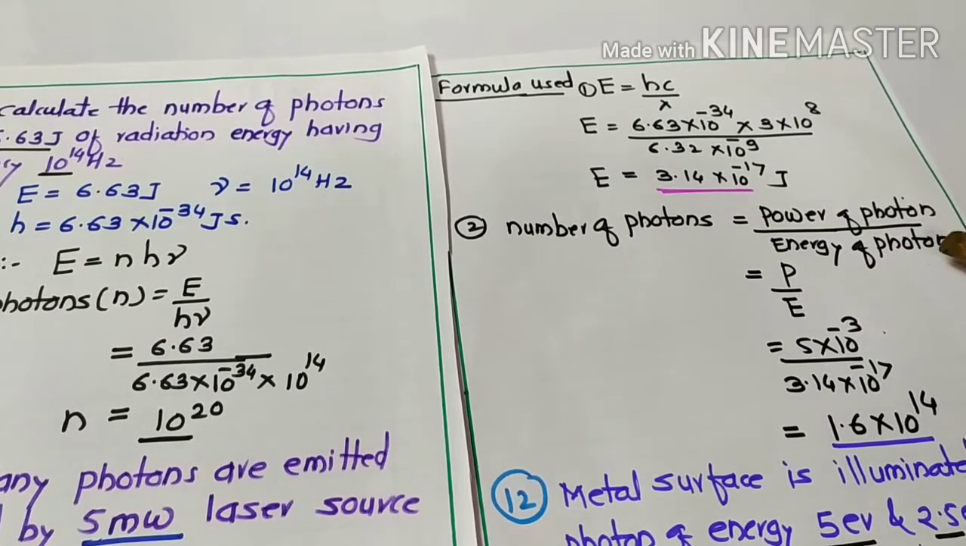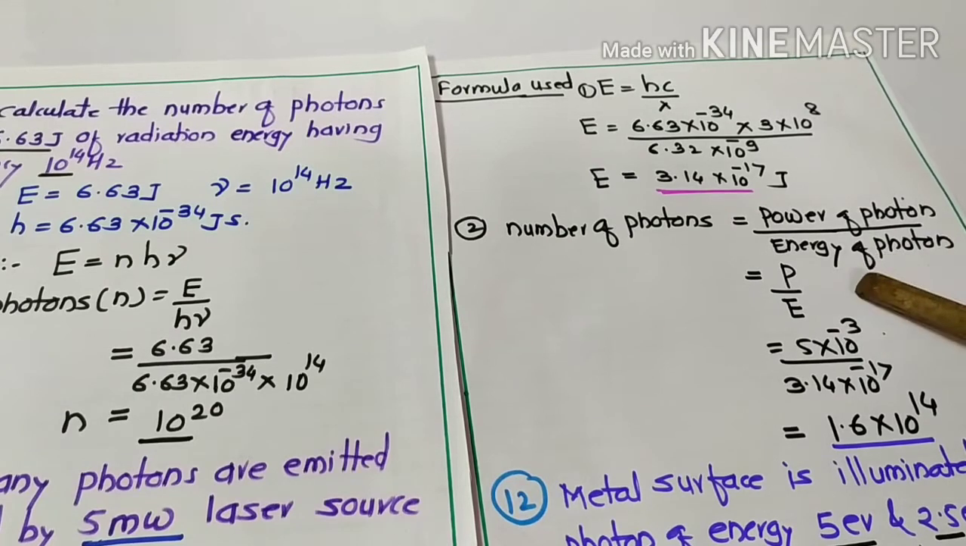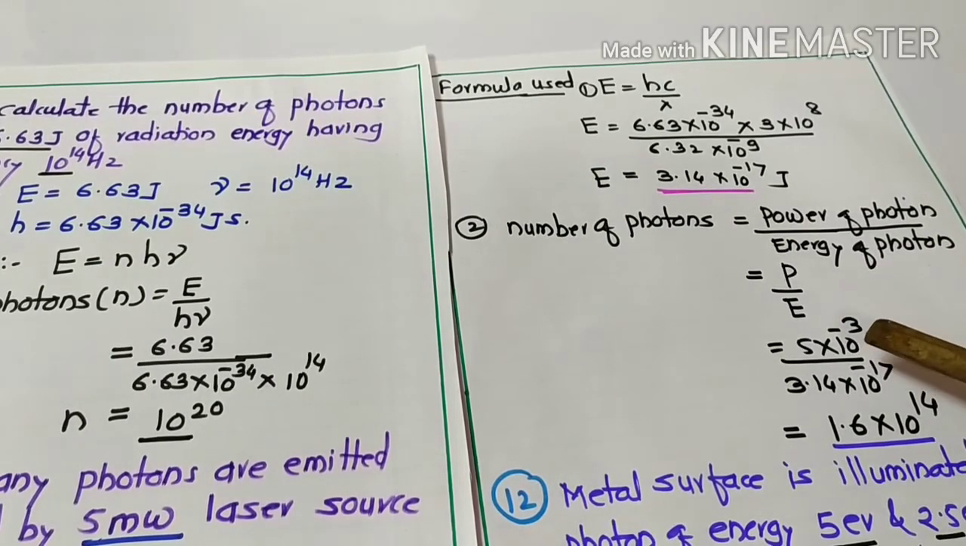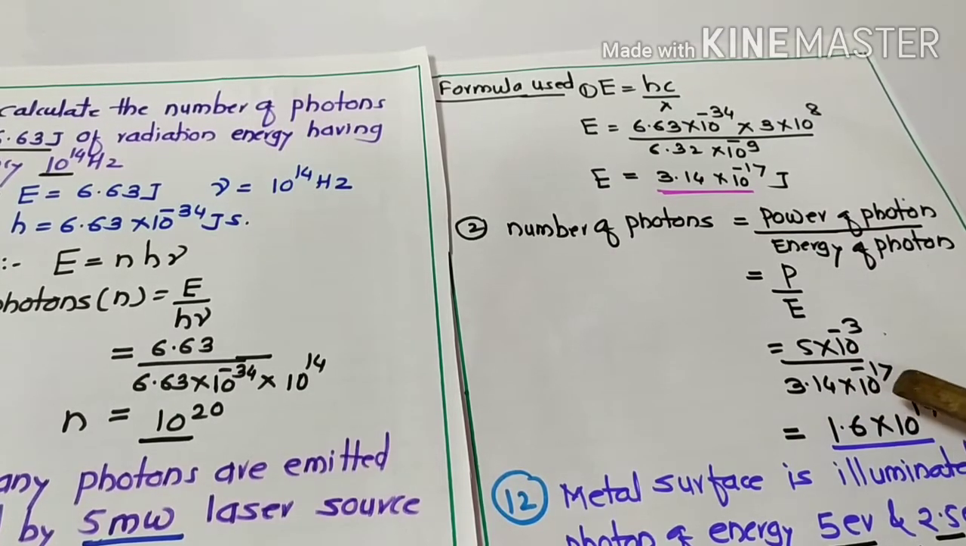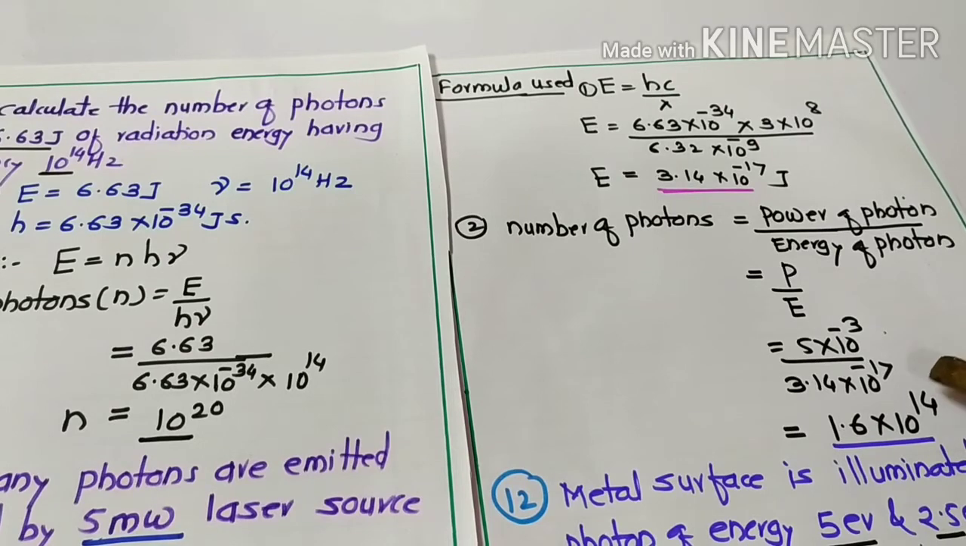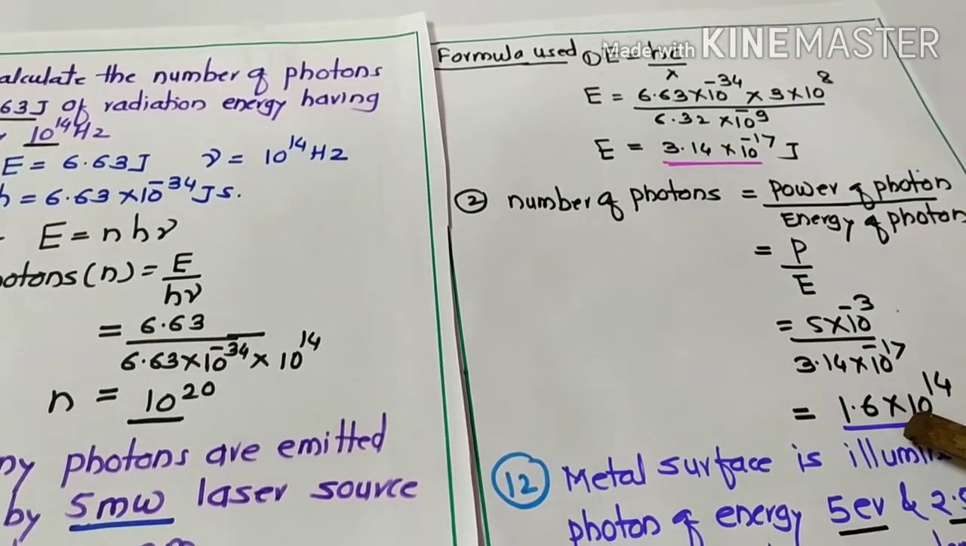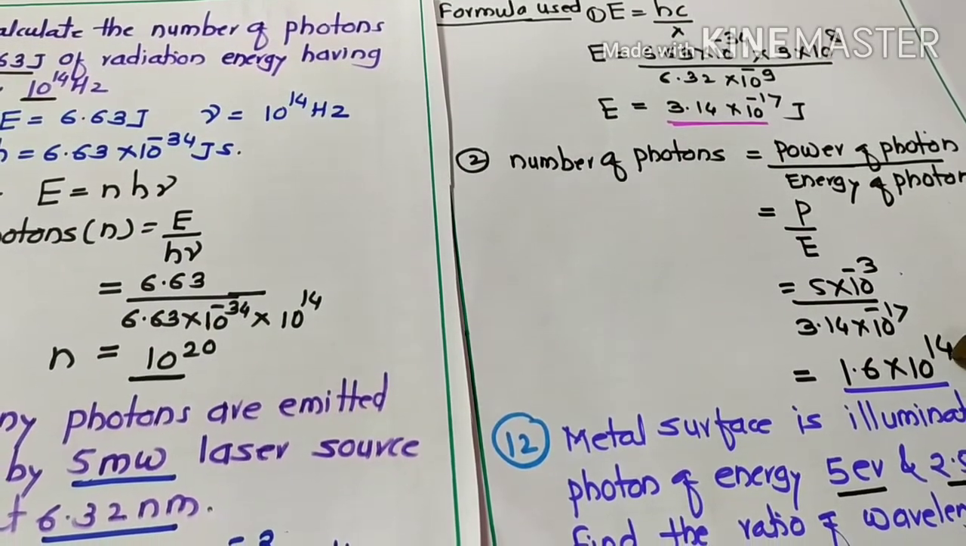Power of the photon divided by energy of the photon: power P divided by E, that is, 5 into 10 raised to minus 3 divided by 3.14 into 10 raised to minus 17. Then we get the answer, 1.6 into 10 raised to 14.